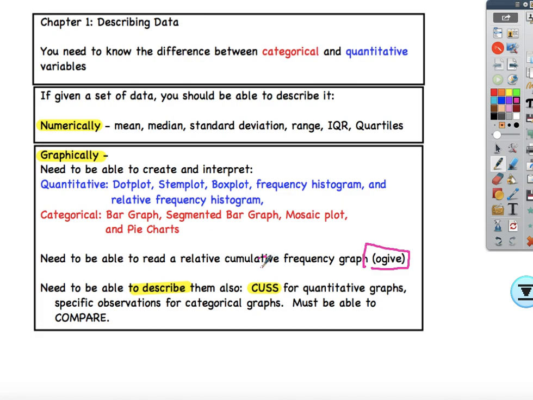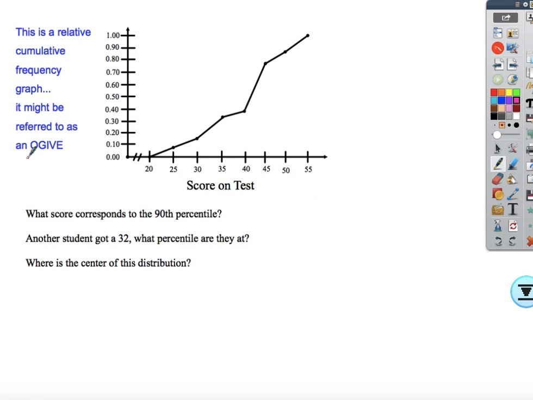And things that you need to be able to talk about would be the mean, median, standard deviation, range, IQR, and quartiles. And then if you're told to describe, you're going to use that acronym CUS. So, a couple of things. Here is an ogive, that relative cumulative frequency graph. It's kind of like based on a histogram, but like connecting the tops of the bars, sort of. So here's how you read it.